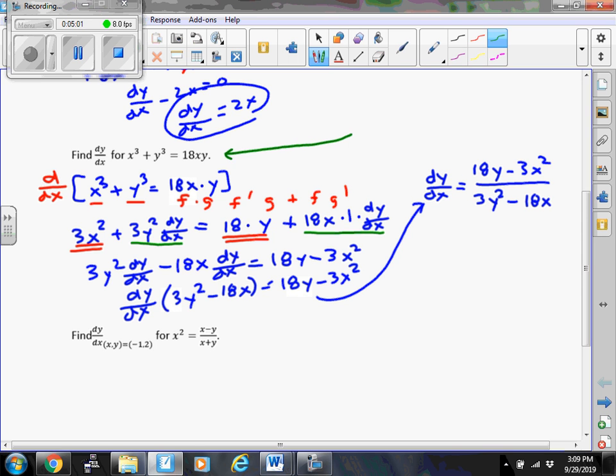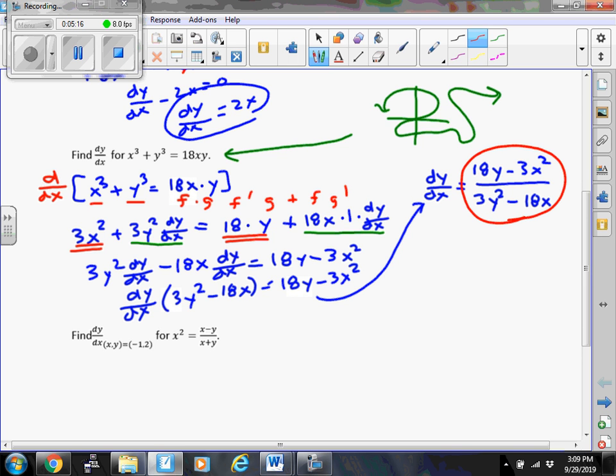This is not a function. So if I was to graph it, it could be going all over the place. Who knows? Who cares? All I know is this: this derivative has both x and y in it, meaning in order for me to find a slope of the tangent, I need both an x and a y.